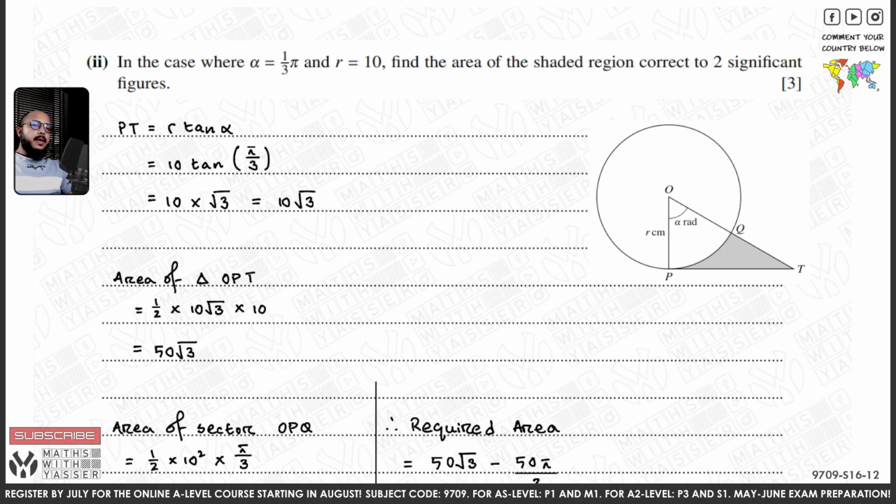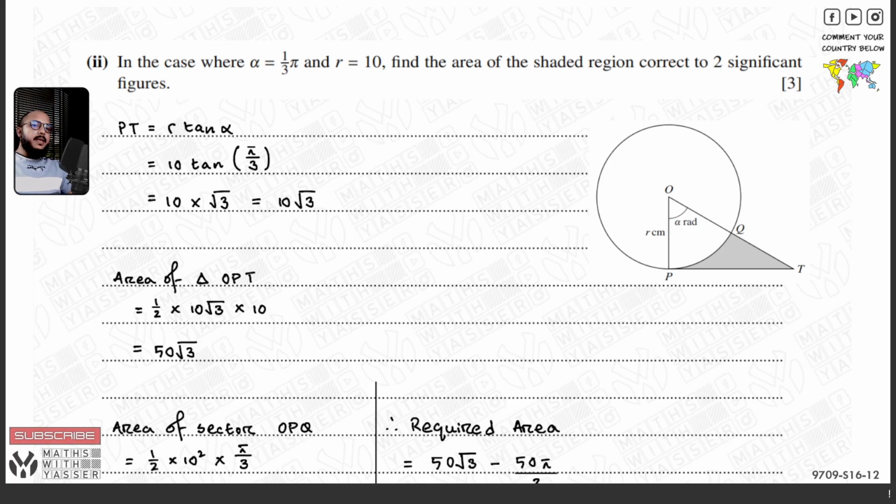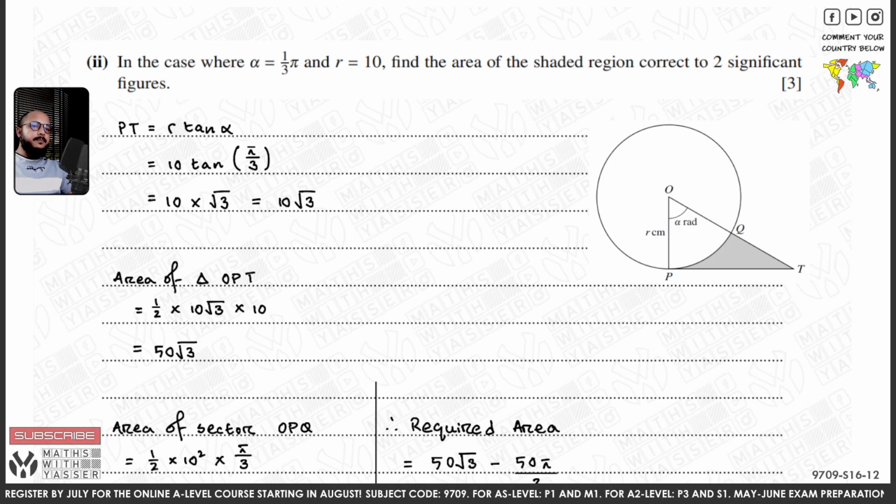And area of triangle OPT. So my objective is to find the area of triangle OPT and take away the sector, and then I will be left with the shaded region. So area of triangle OPT is half times base times height. Base is PT and the height is R. So R is 10. So that gives us 50 root 3.